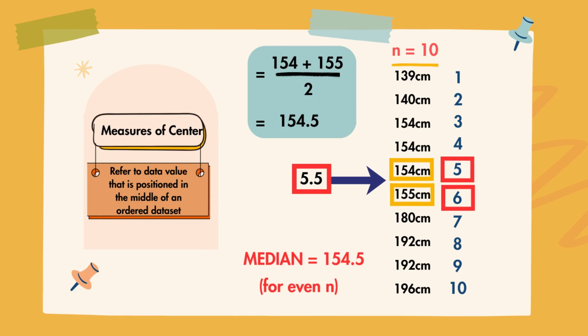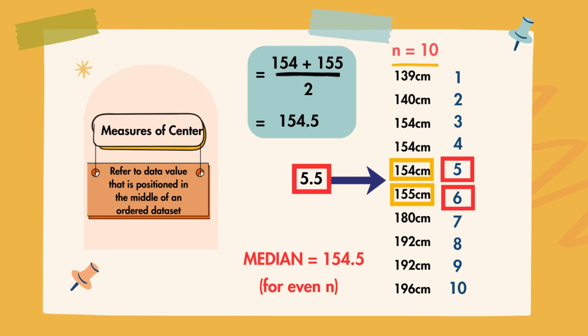Our dataset is 139 centimeters, 140 centimeters, 154 centimeters, 154 centimeters, 154 centimeters, 155 centimeters, 180 centimeters, 192 centimeters, 192 centimeters, and 196 centimeters. Here, the fifth value is 154 centimeters, and the sixth value is 155 centimeters, so the median equals (154 + 155) / 2, which equals 154.5 centimeters.